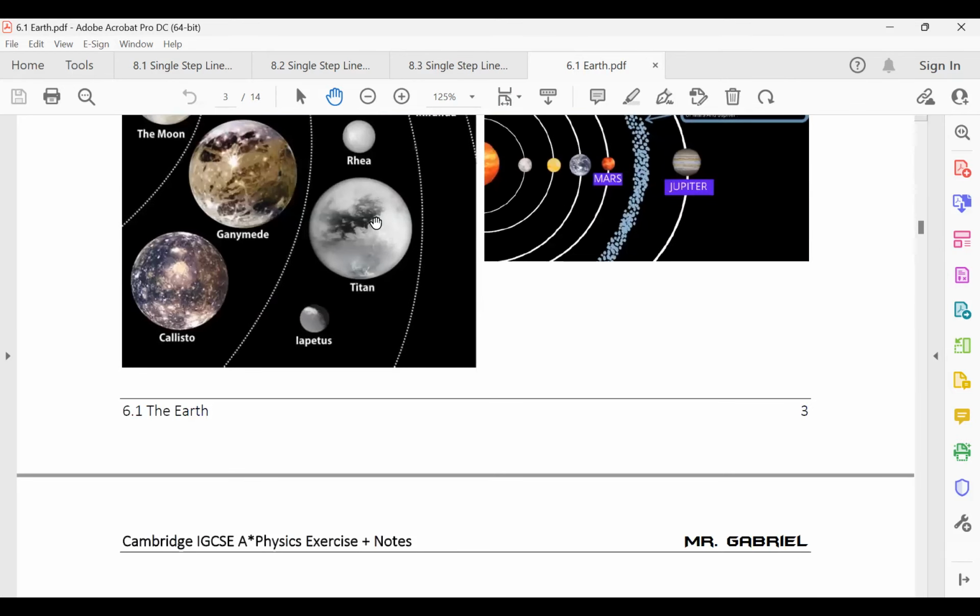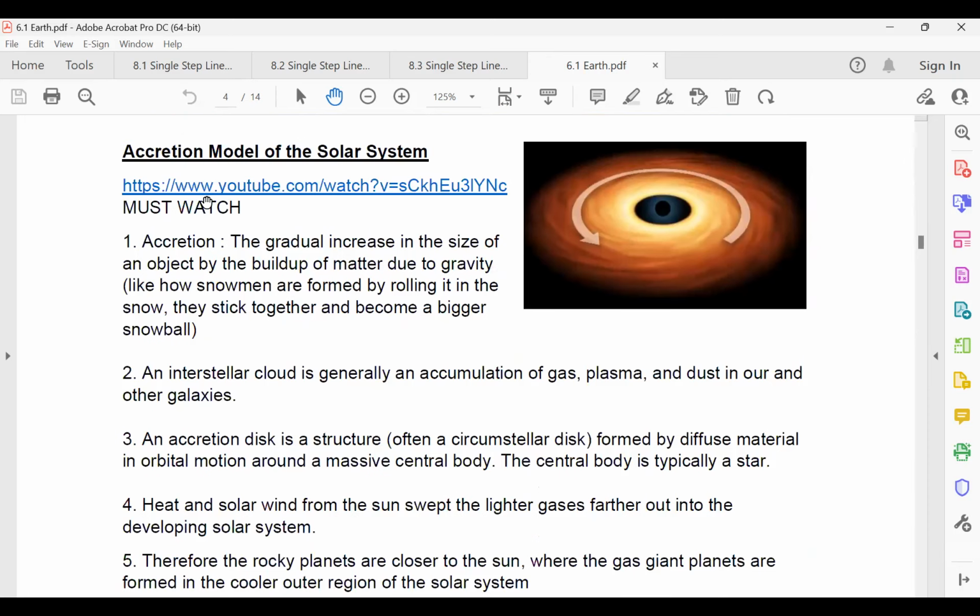Then after that, we're going to learn about the most important thing in this chapter, which is the accretion model. The accretion model is basically saying how the planets and the galaxies and the solar system were formed, through the accumulation of dust, gas, and plasma, right? What happened was they started gaining and clumping mass together, and then eventually forming a star, and then started forming more planets around it. But I have a very interesting video to show you guys so that you have a video in your head later on.